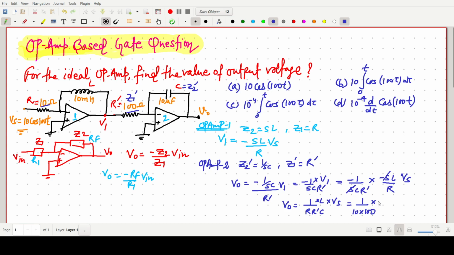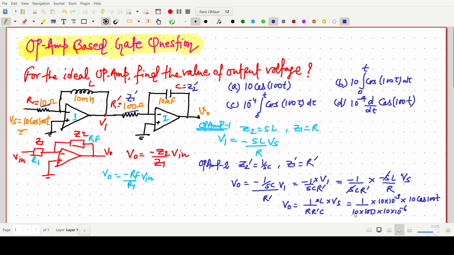So you can write 10 into 10 to the power minus 3. C value is also there in denominator. So C value is 10 microfarad. So we can write 10 into 10 to the power minus 6 into Vs. Vs is 10 cos 100 t. Okay, so now we have to solve.